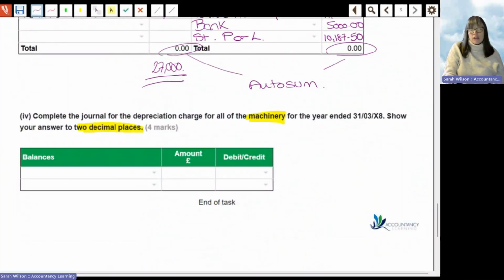You'll be able to select your accounts from the drop down. So it'll be machinery, accumulated depreciation, and a depreciation account. So some sort of depreciation expense account. So our amounts would be 4,213.25, which is those 2 amounts that we've just looked at, added together.